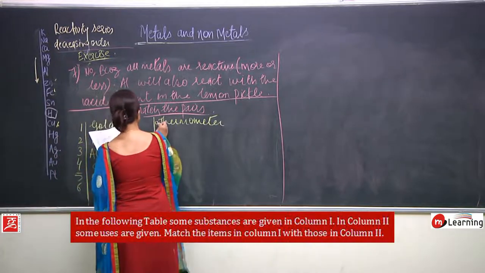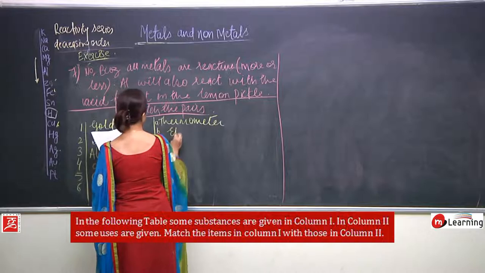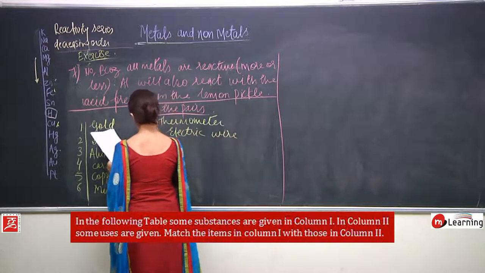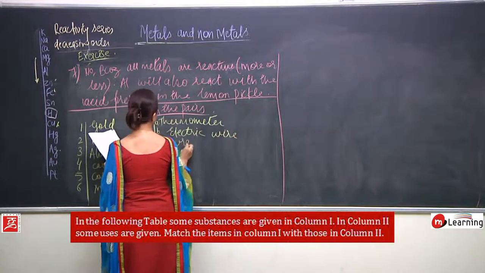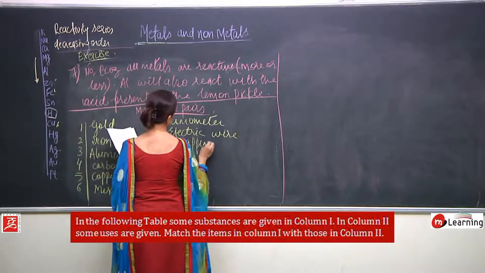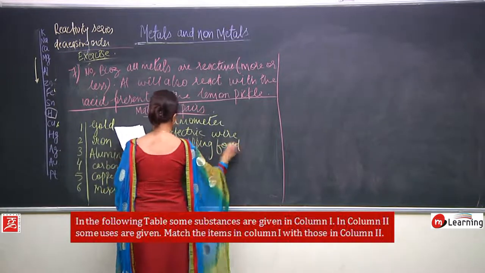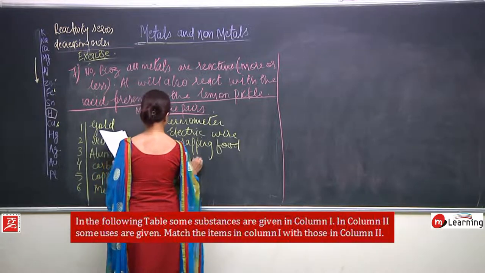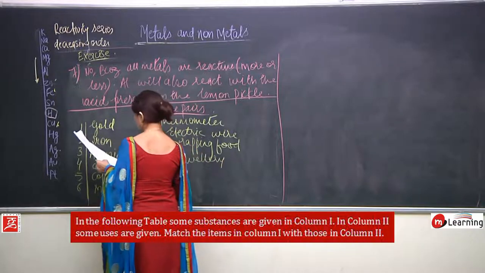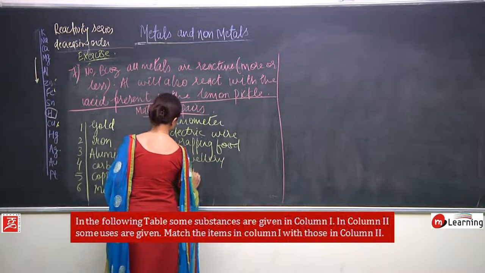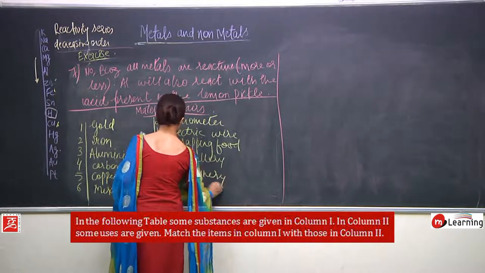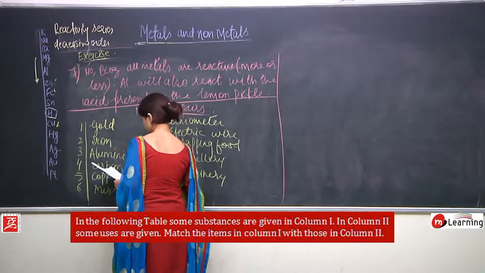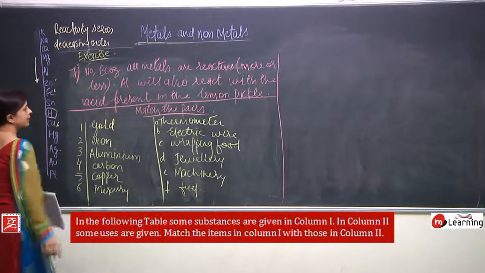Here A is thermometer, B is electric wire, C is wrapping food, D is jewelry, E is machinery, F is fuel. Okay, we'll write the answers here.